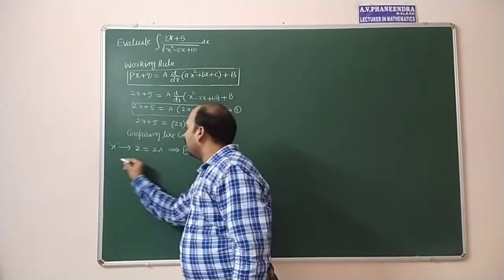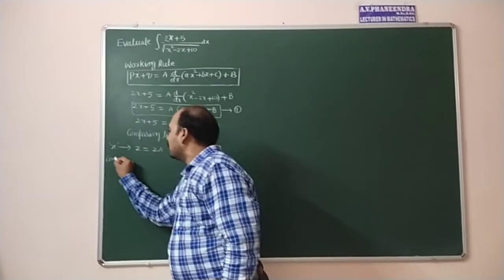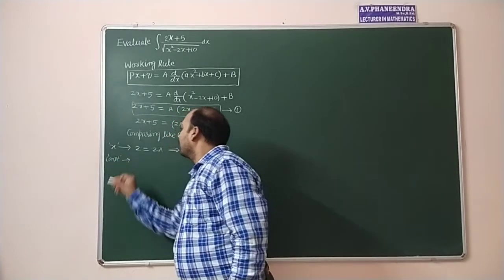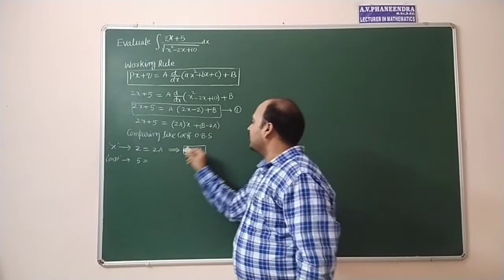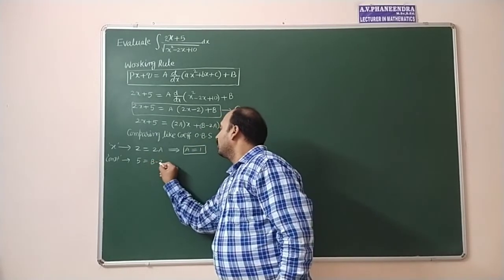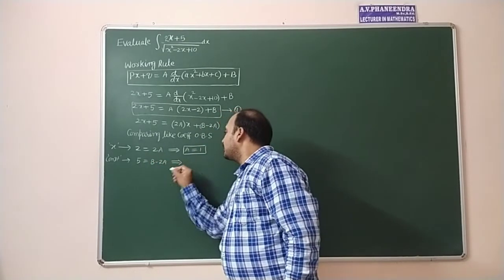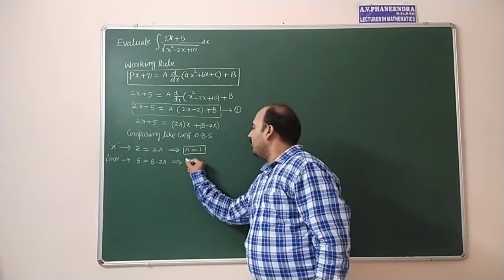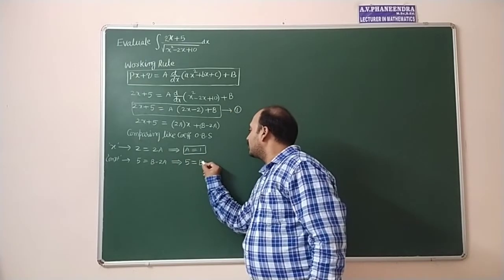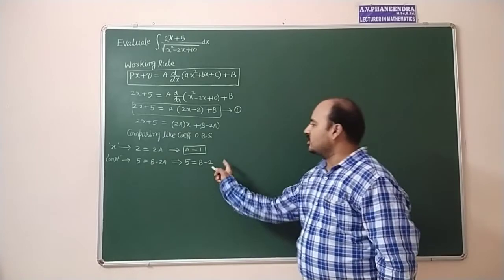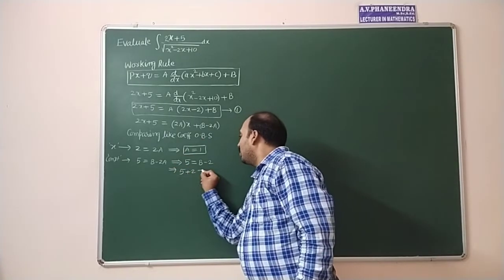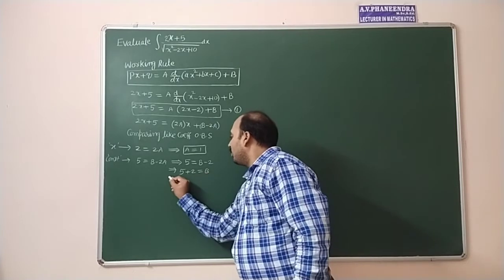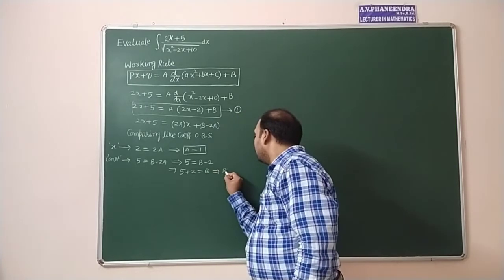Next, comparing constant terms on both sides. So 5 equals b minus 2a. That implies 5 equals b minus 2 into 1, that is 2. Minus 2, we can take this sign across. So 5 plus 2 is equal to b. Therefore b equals 7.